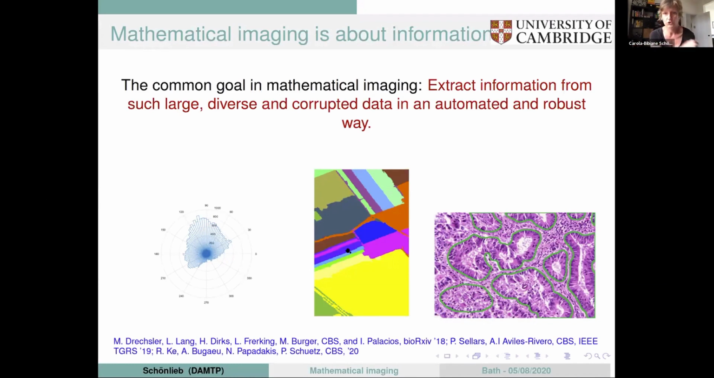Another type of information could be classification. You have an image and you want to divide this image into different classes. In this case, the underlying image here is a hyperspectral image, and we want to decompose it, classify every pixel into a different land cover, different type of vegetation, let's say.